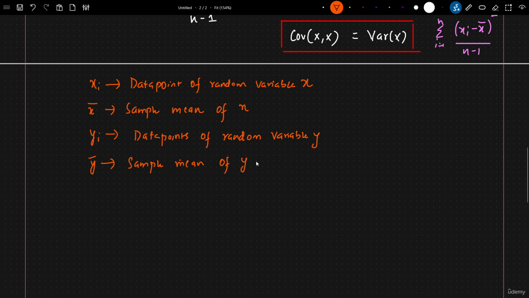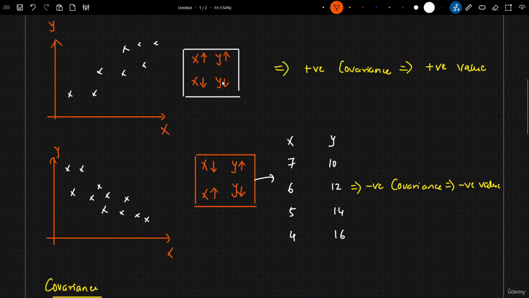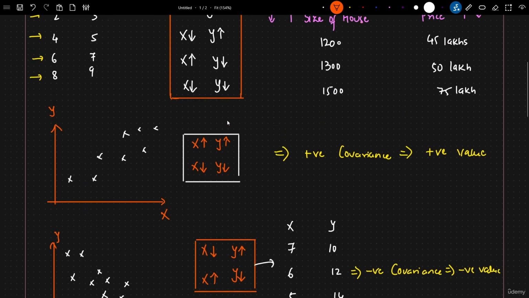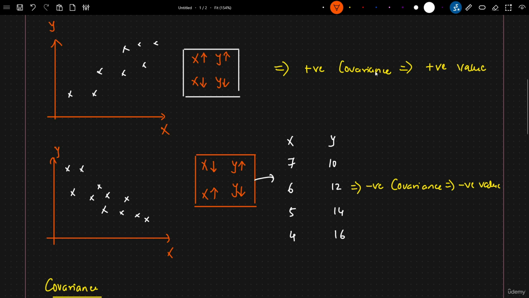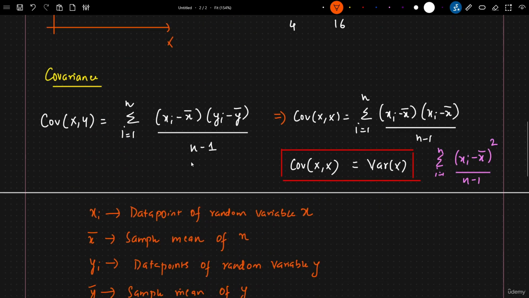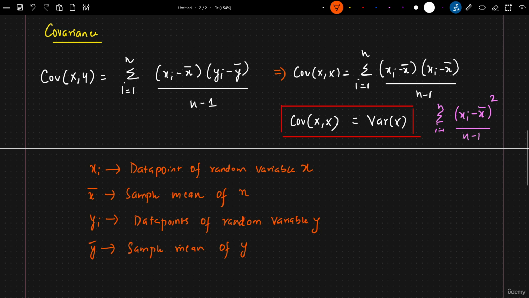Now let's see whatever I have said till now. If x and y follow this relationship, do we get a positive covariance? If x and y follow this relation, do we get a negative covariance by using this formula? That is what we are going to see. So let's solve one basic example and let's see how things work out.